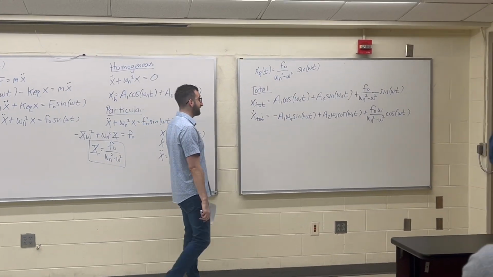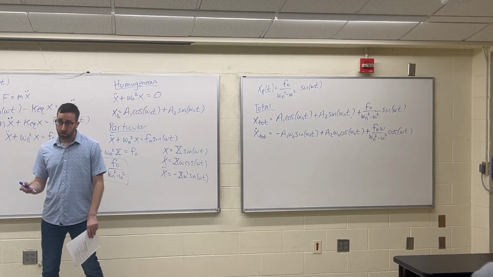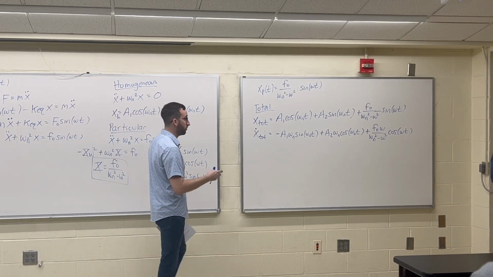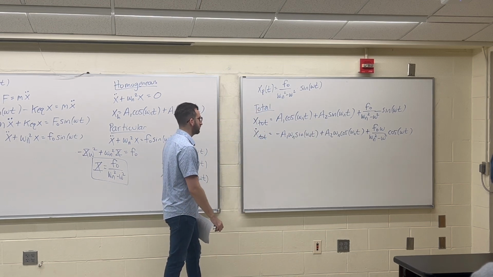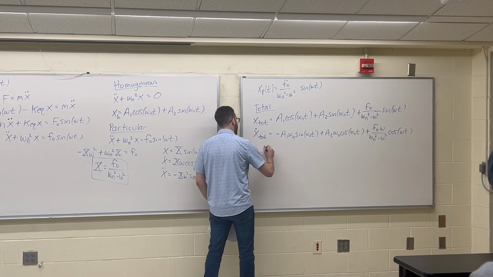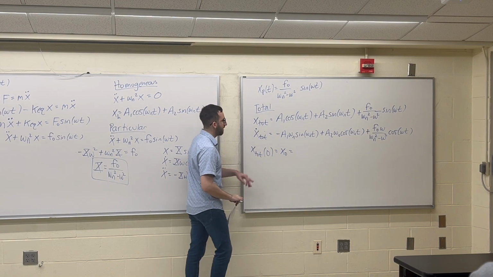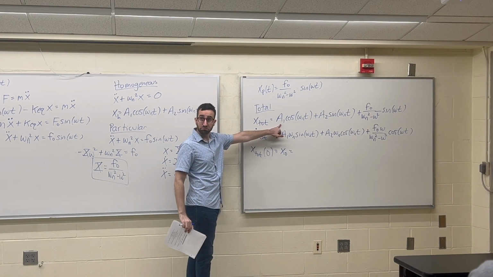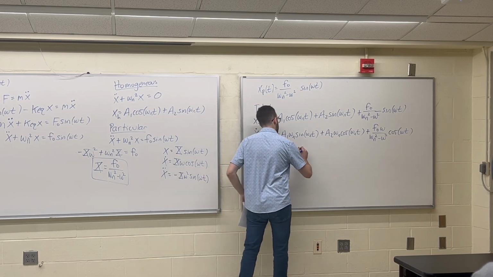So we can plug in time equals 0 and relate this to some x naught and v naught, and we'll learn how the total solution is impacted by the presence of these. So if I do x total at time equals 0, this is x naught, that will be just A1. The sine terms go away. This is just A1.